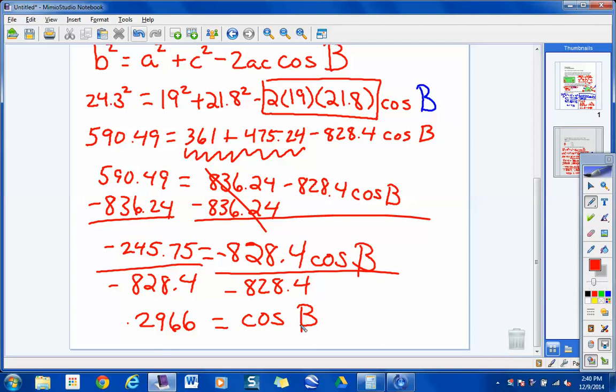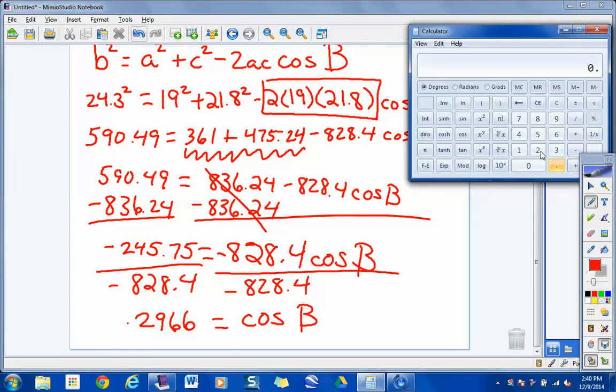What formula is up there right now? Well, it's saying cosine of B is equal to 0.2966, right? So cosine inverse this time. Make sense to everybody? Okay, so let's do that. Inverse that cosine, and you get 72.74, right? So angle B is how many degrees, kiddos? 72.74. Angle B.